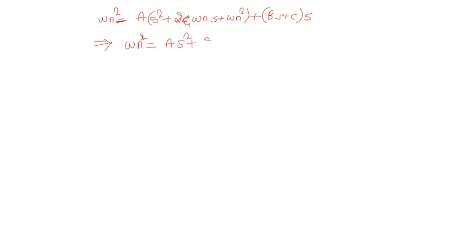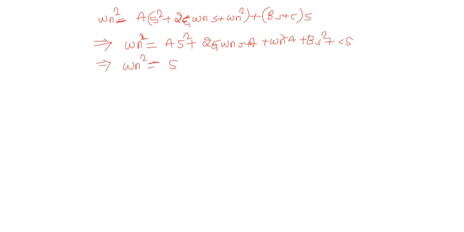Here we are getting omega n square equal to A into s square plus 2 zeta omega ns plus omega n square, plus BS plus C into S. Multiplying the terms, we get A into s square plus 2 zeta omega ns into A plus omega n square into A plus BS into S, that is BS square, plus C into S.